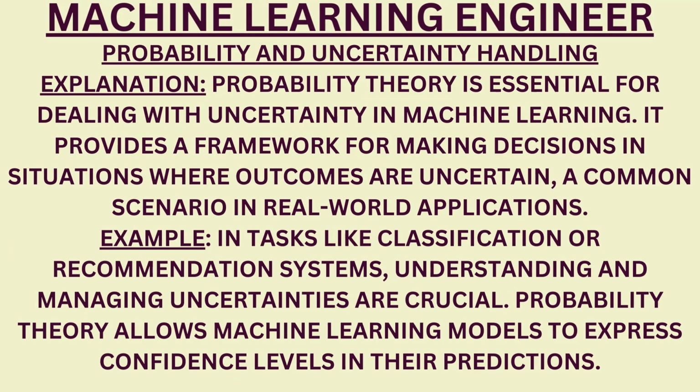Probability and uncertainty handling. Explanation: probability theory is essential for dealing with uncertainty in machine learning. It provides a framework for making decisions in situations where outcomes are uncertain, a common scenario in real-world applications. Example: in tasks like classification or recommendation systems, understanding and managing uncertainties are crucial. Probability theory allows machine learning models to express confidence levels in their predictions.